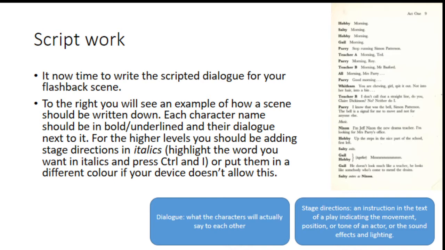To get the highest level possible, you need to make sure that it is clear, that it is laid out with the right structure, and that you use stage directions. If you have completed that, then you're moving on to the next section.